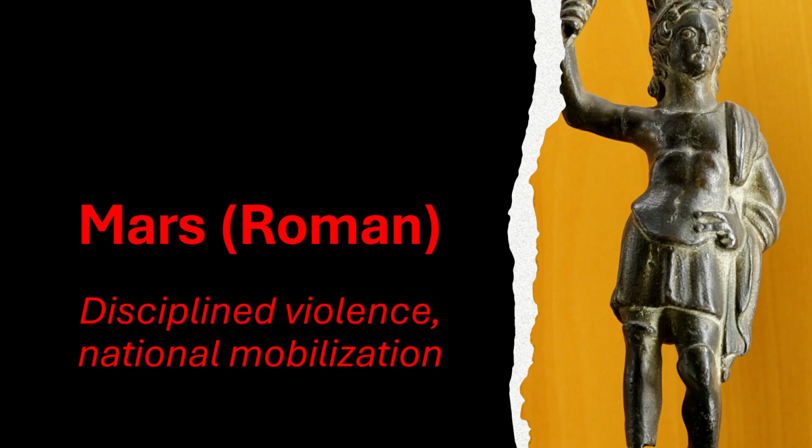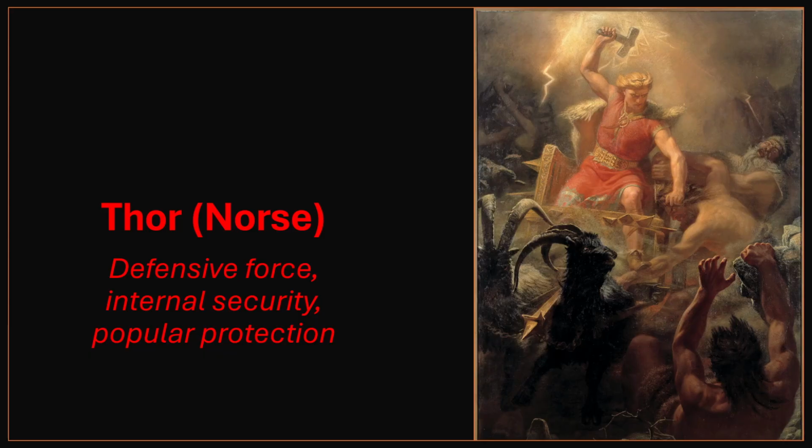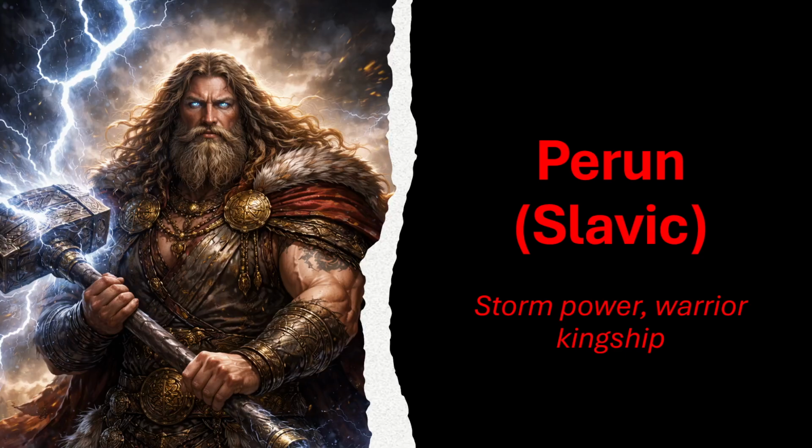Mars is the next god who represents disciplined violence and national mobilization. Thor is the next god who represents defensive force, internal security, and popular protection. We have Perun, who represents storm power and warrior kingship.